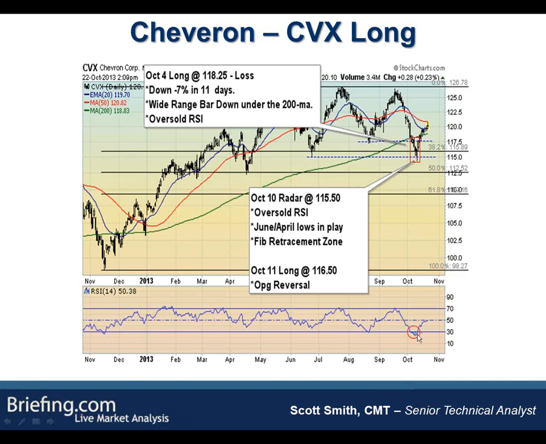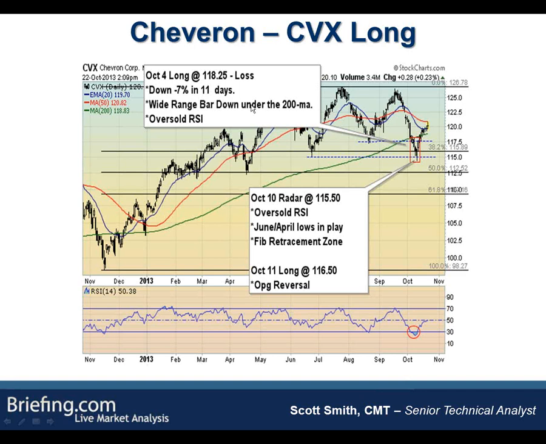RSI was slipping below 30. The stock price was breaking down below the 200-day moving average. It was down almost $8 or $9, 7% it says here, in 11 days, and it was coming into this August low. So even though it was below the 200-day moving average and at the August low, I'm thinking there has to be some sort of bounce activity coming into the name soon, maybe for a good $2 or $3 to take advantage of.